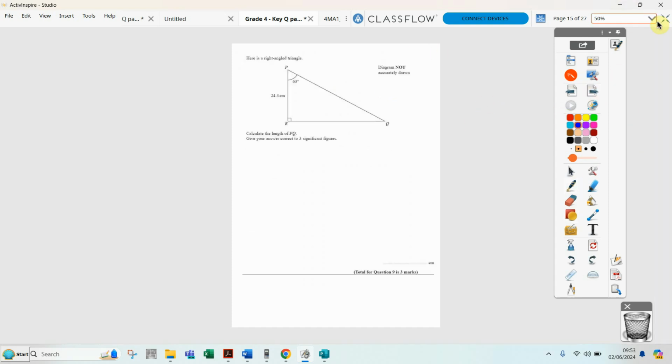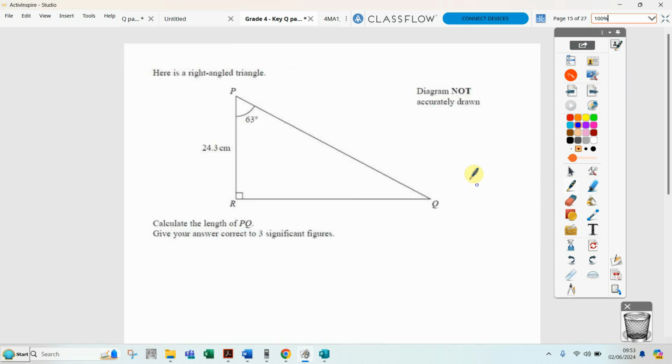Next, calculate the length of PQ. So PQ, let's label it X. It's a right angle triangle, which means it's a SOHCAHTOA question because there's an angle involved. This side is between the angle and the right angle, so it's the adjacent, and this side is the hypotenuse. I'm not labeling the bottom one because it doesn't ask me to find RQ, and we're not using it in the question, so it's A and H only, so that means it's CAH.